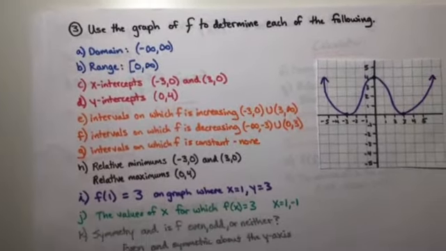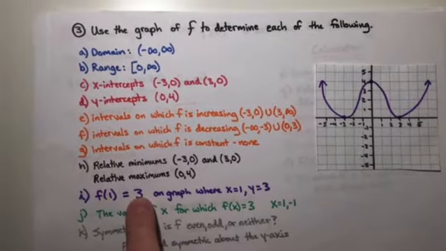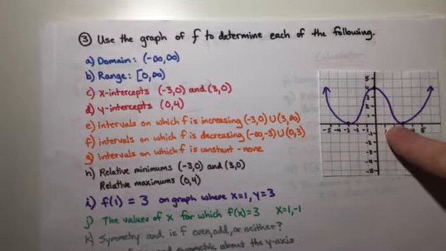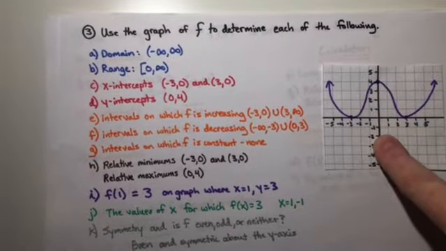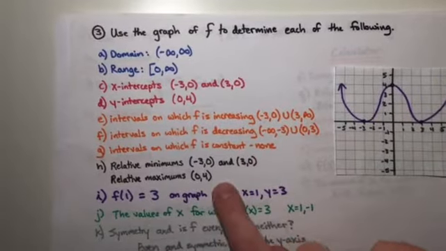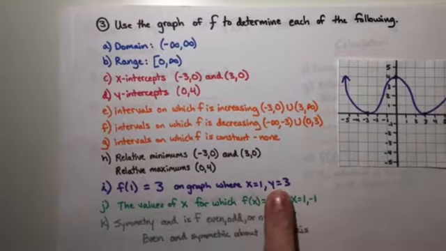And then letter I wanted us to find f of 1 equals what? So where is x equal to 1? What is y equal to? So we come over to x equals 1, and we can see that y would equal 3. So on the graph where x was equal to 1, y was equal to 3.